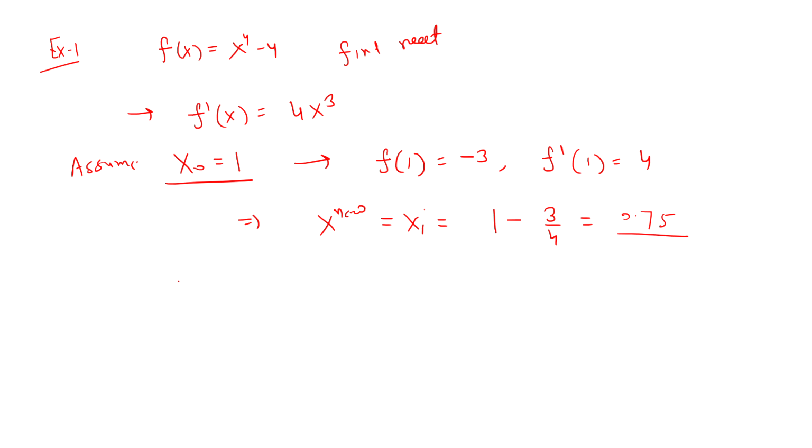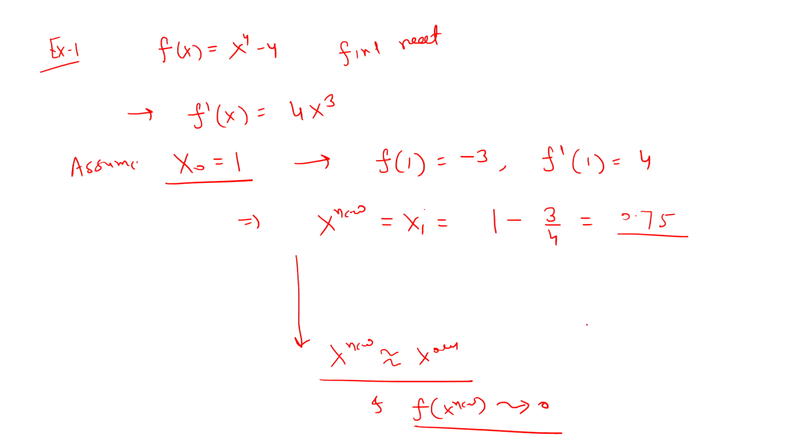Since there is a huge difference between the new value and 1, you can keep doing it till your x new is almost equal to x old, and f of x new is tending to 0, and this is how you can calculate. I have not solved it actually for x to the power 4 minus 4. I could have solved it, but I didn't solve it yet. I am giving you another example which I have solved.